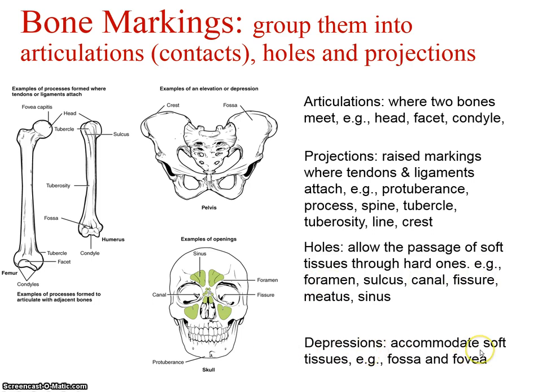Depressions are there to accommodate soft tissue. So you see an awful lot of depressions in the skull, especially the cranium, and depressions in the coxa, the hip bones, to accommodate your organs, and the scapula and places like that.